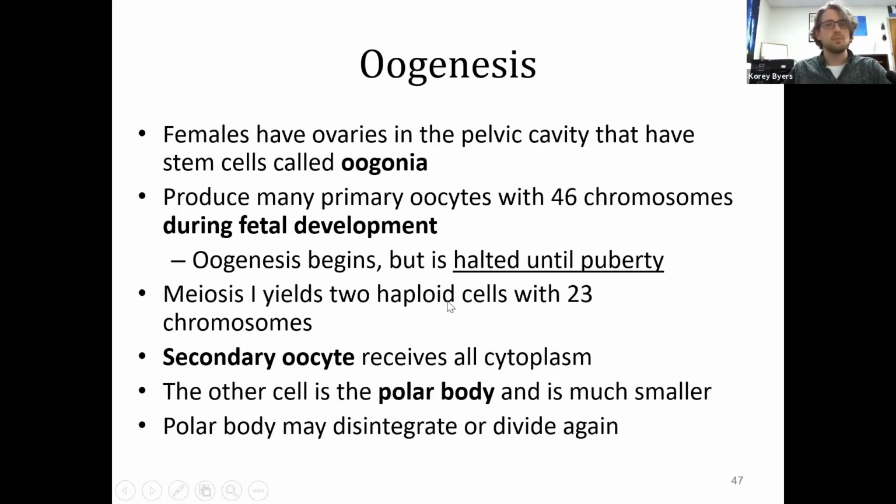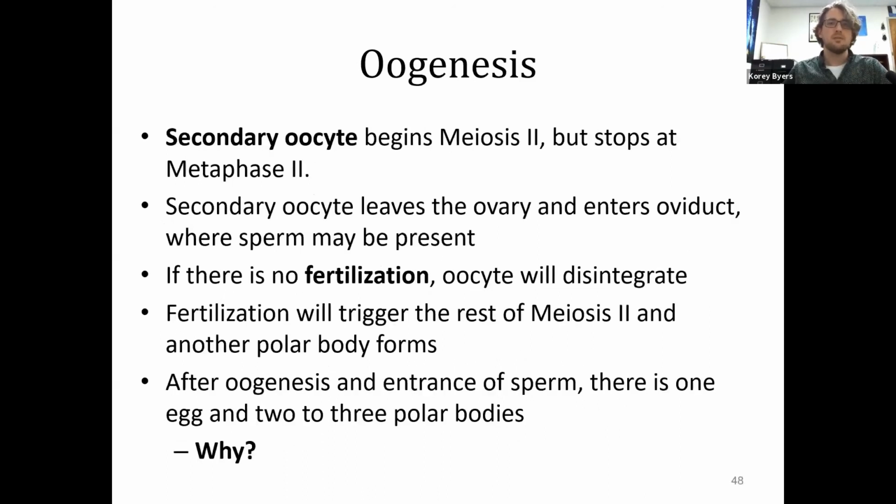Meiosis 1 yields 2 haploid cells with 23 chromosomes. The secondary oocyte receives all the cytoplasm. The other 23 chromosomes end up in a polar body that may be absorbed or wither away. The secondary oocyte begins meiosis 2 but stops at metaphase 2. The secondary oocyte leaves the ovary during ovulation and enters the oviduct, where sperm may be present. If there is no fertilization, the oocyte just disintegrates and is shed during menstruation.